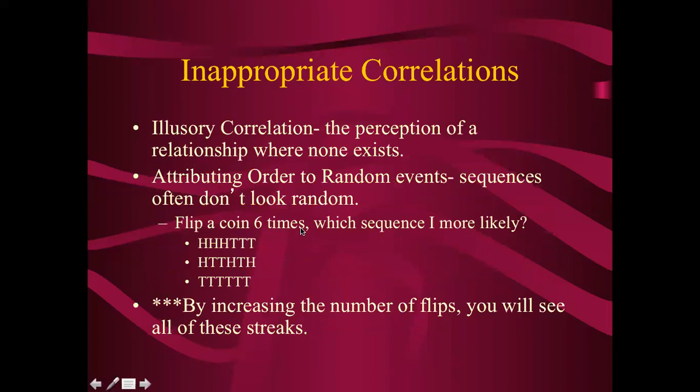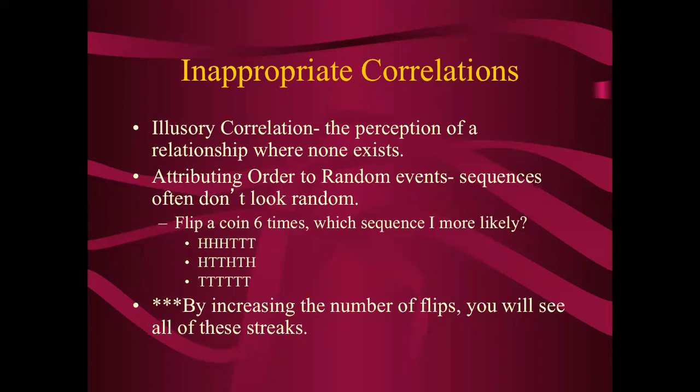One more thing. Remember Sir Francis Bacon, who talked about how we make cognitive errors. One of the cognitive errors we make is what's called an illusory correlation, where we perceive a relationship when none really exists. We attribute patterns to random events.